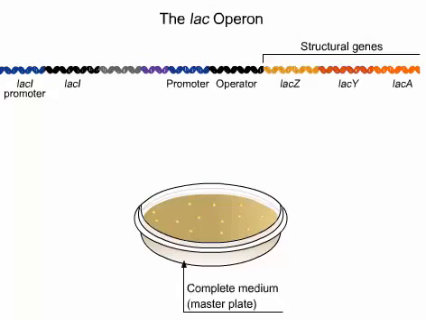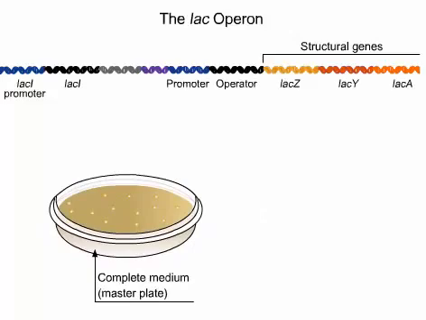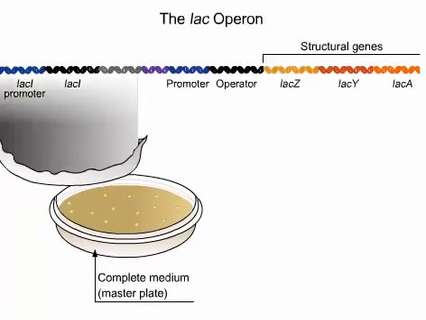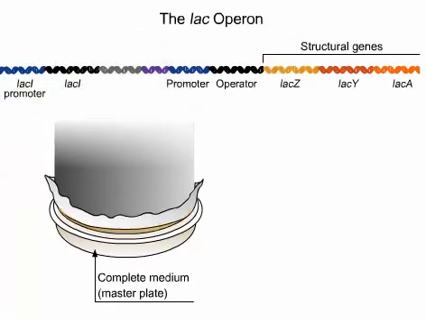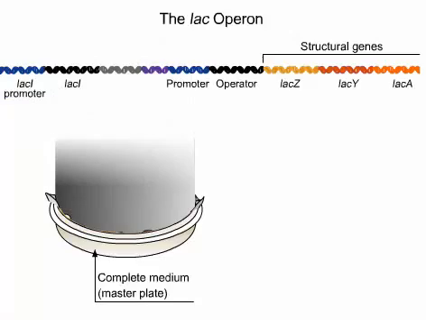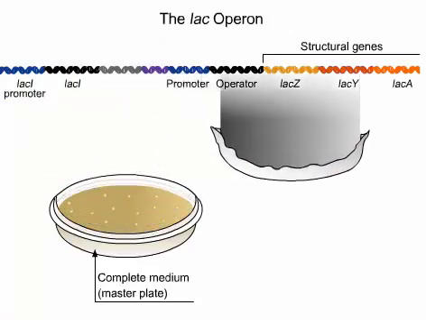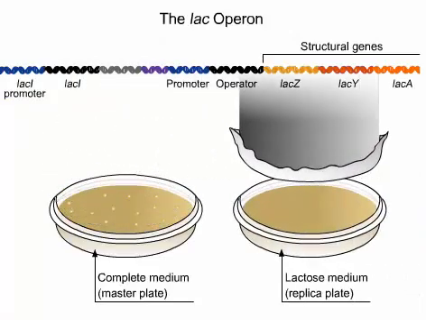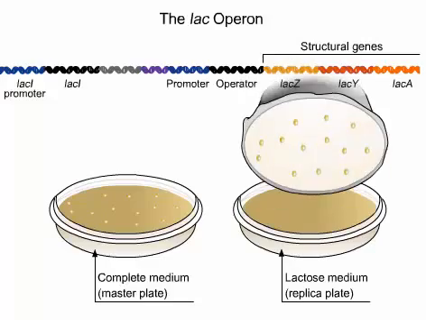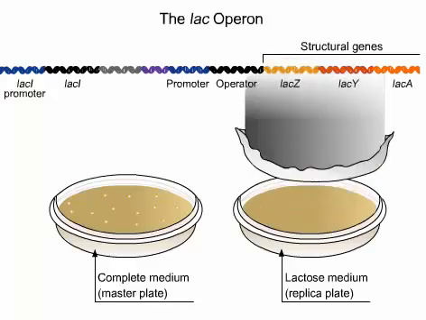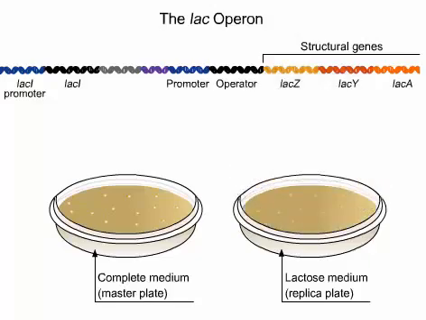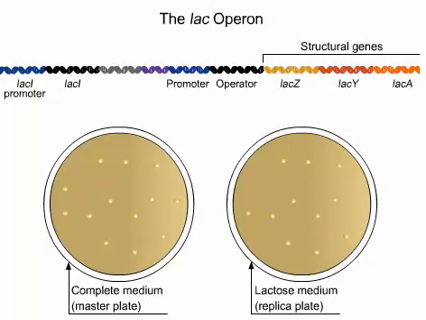To find mutant cells with defects in lactose metabolism, the investigators performed replica plating. In this procedure, a sterile velvet stamp is pressed onto the master plate to pick up bacteria from the colonies. The replica plate has medium containing only the sugar lactose as a carbon and energy source. The stamp is pressed onto the replica plate to transfer the colonies from the master plate. A control is also generated by stamping the colonies onto another plate with complete medium.